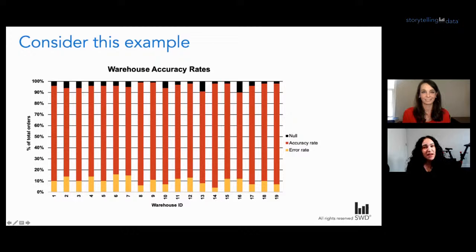And so Lucia thought, well, what if we could expand on this? What if we also only showed some of the rates? Maybe we only showed accuracy rate and null rate, or error rate and null rate. That could open up different ways to visualize this data.